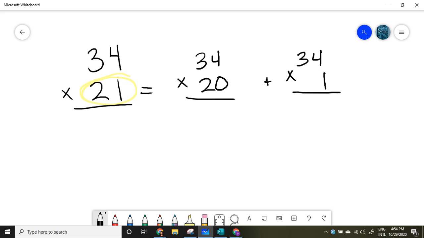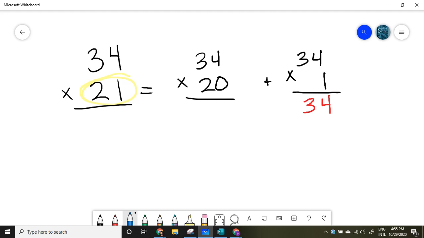When I look at my ones, I have 34 times 1. Well, that's easy because I know when I do 1 times 4 that my answer is going to be 4 because when I multiply by 1 it stays the same. And when I multiply 1 times 3, my answer is going to be 3. I have finished with the first part of my work. Now I can move to my tens, my 2 tens.